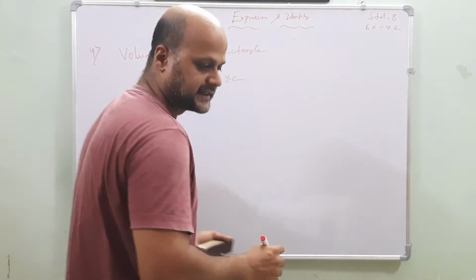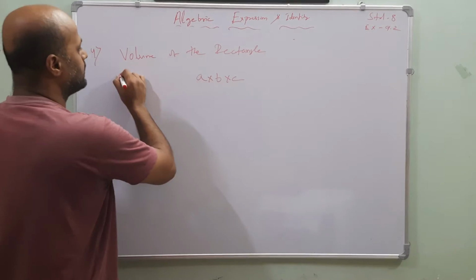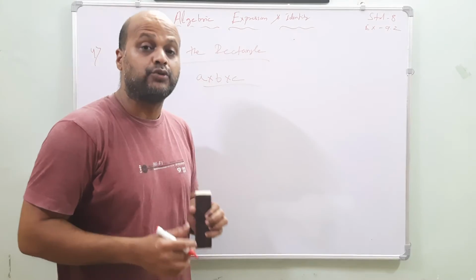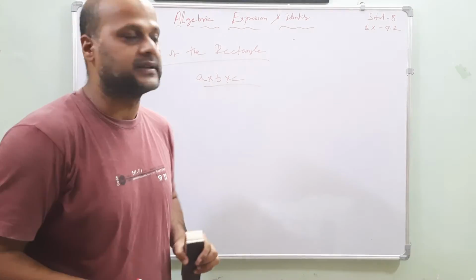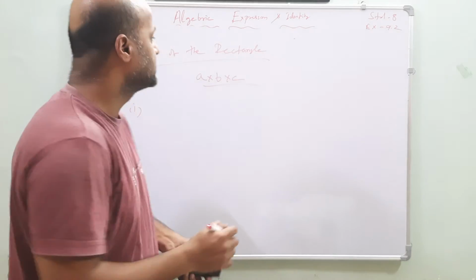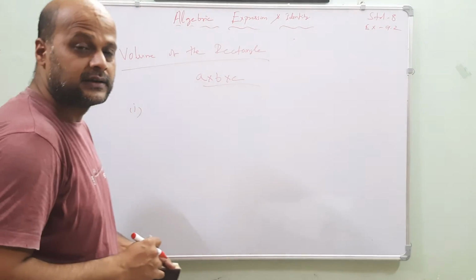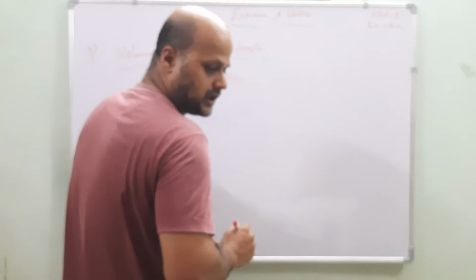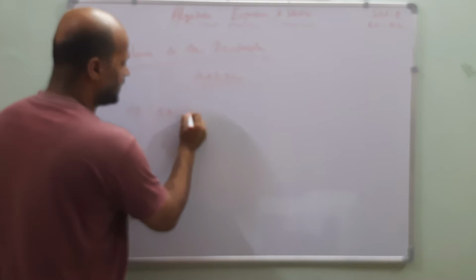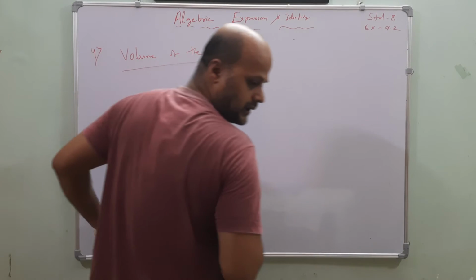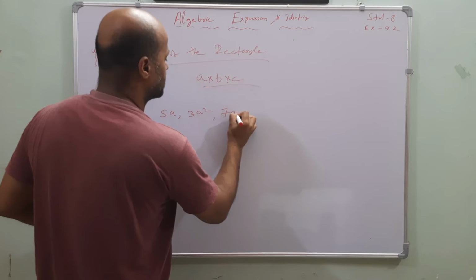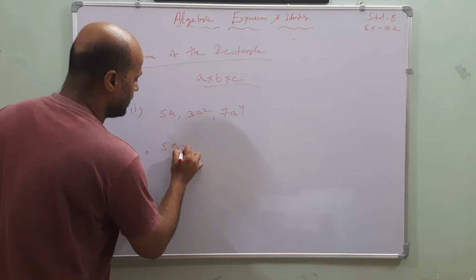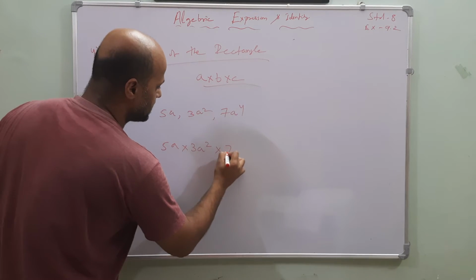Here the three sides are given. Let's do it one by one. You have to remember the volume of the rectangle is this one. Here the multiplication is going on between three monomials. Before that we read about two monomials. So the first one is 5a, 3a square and 7a fourth. Write the multiplication first: 5a into 3a square into 7a fourth.